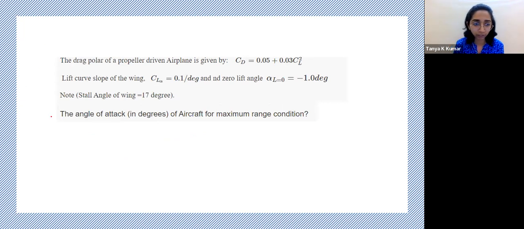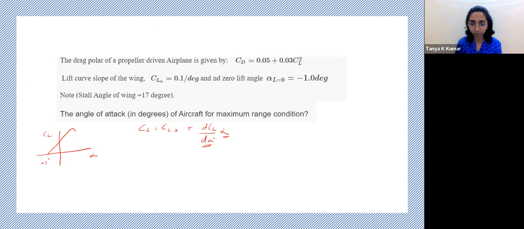So now they've given you the lift curve slope. So let's just draw this. They've given you CL alpha and they've given you alpha at lift equal to 0. So the curve will look something like this. It's a cambered airfoil, and this value is -1 degree, and the slope is given to you. So for our CL equation, CL is CL naught plus dCL upon d alpha into alpha.